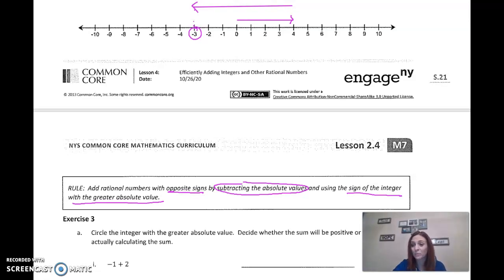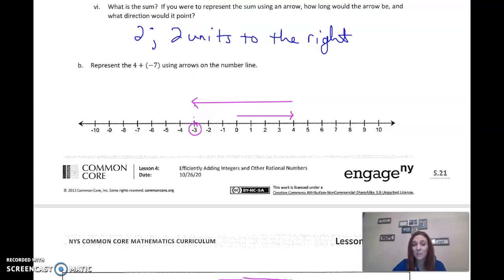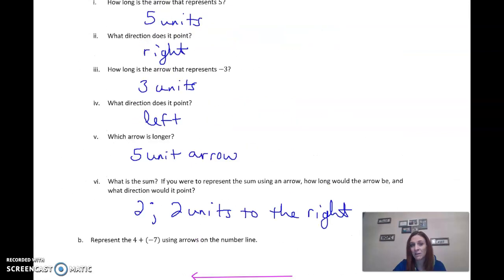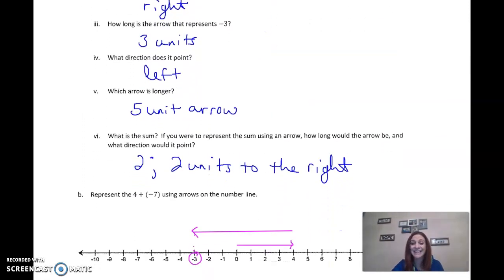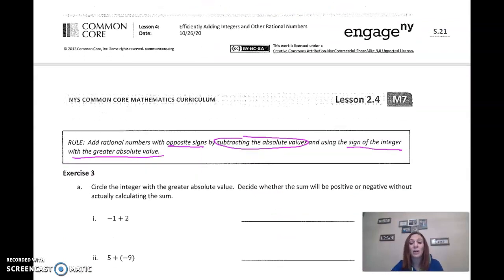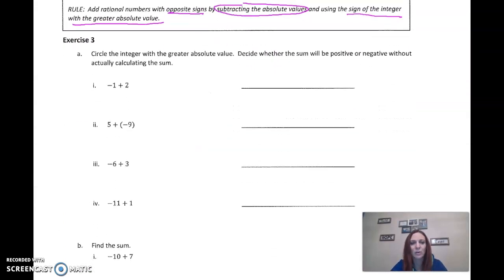So in this one right here, 7 had the longer arrow. 7 was negative. Our answer is negative. Up here, 5 was the longer arrow. 5 is positive. Our answer is positive. So we're going to subtract the absolute values and then take the sign of the one that has the greater absolute value. Let me show you what I mean here.